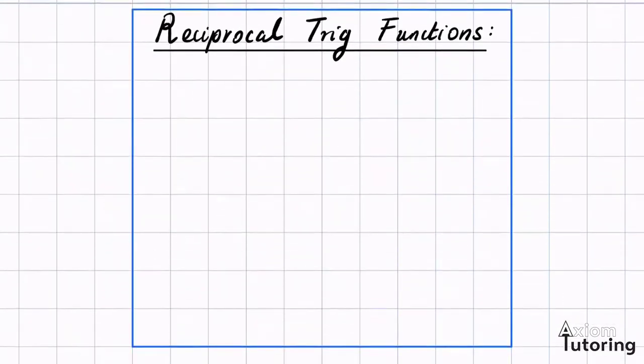So now we're going to look at the derivatives of our reciprocal trig functions, and we're going to start with sec x. So d over dx of sec x, and a reminder that sec x is the reciprocal of cos x. And when we differentiate sec x, we get sec x tan x.